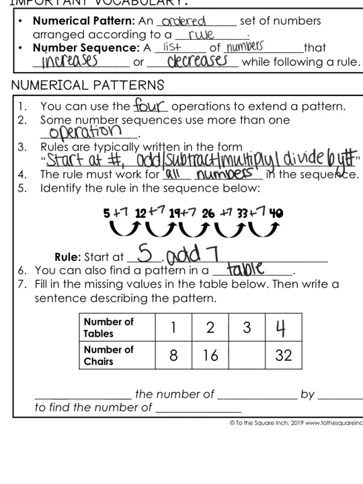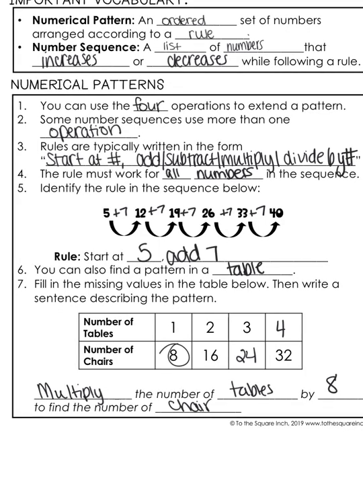So 3 would be with 24, because my rule here is I multiply the number of tables by 8 to find the number of chairs. So if I have 3 tables and I have 8 chairs at each table, then I would have 3 times 8, which is 24. There we go. All right. And go to the next page.